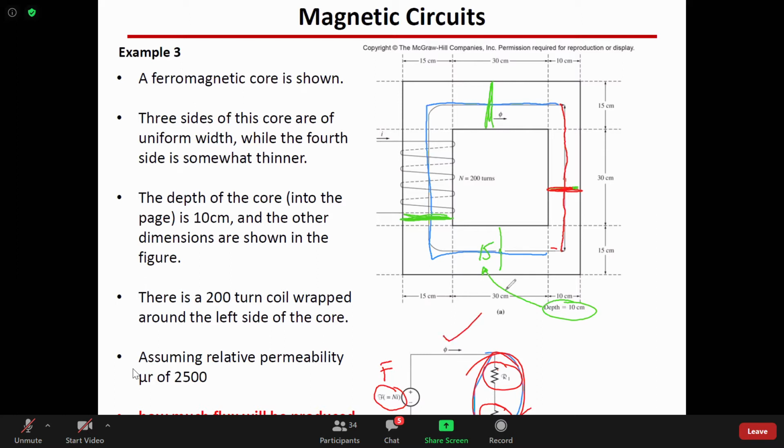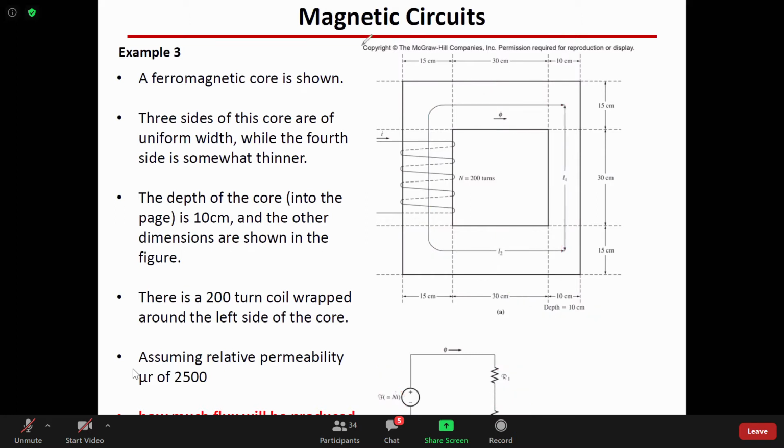So any question regarding this solution? We did that before last time, but do you have any question regarding this example? Okay.